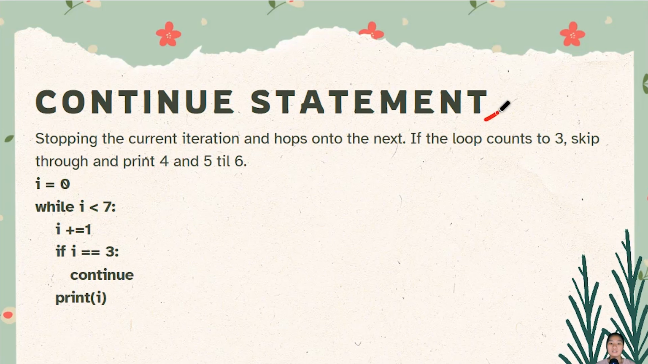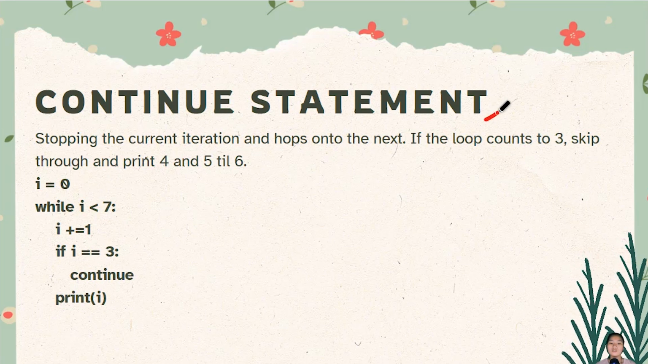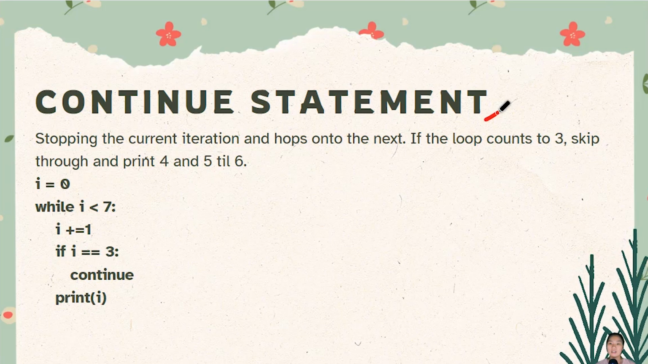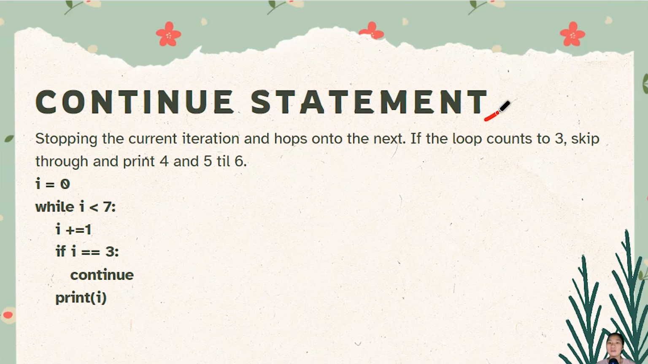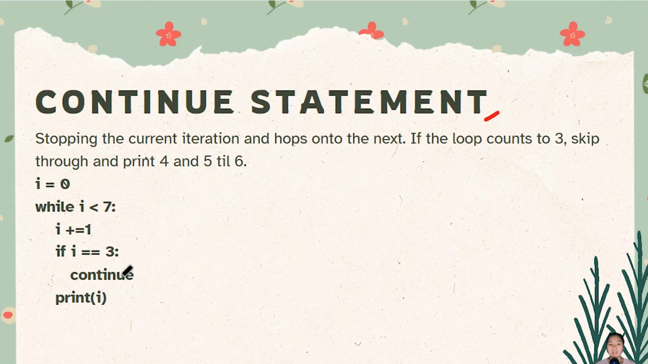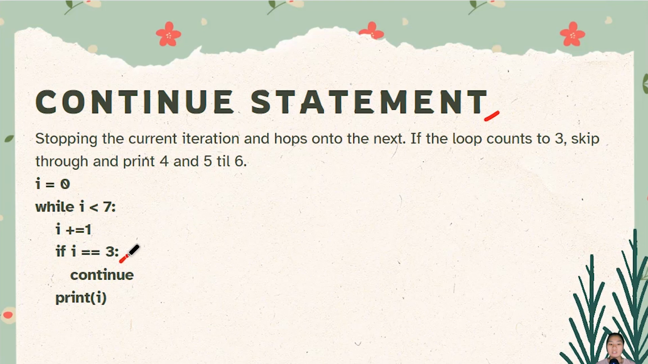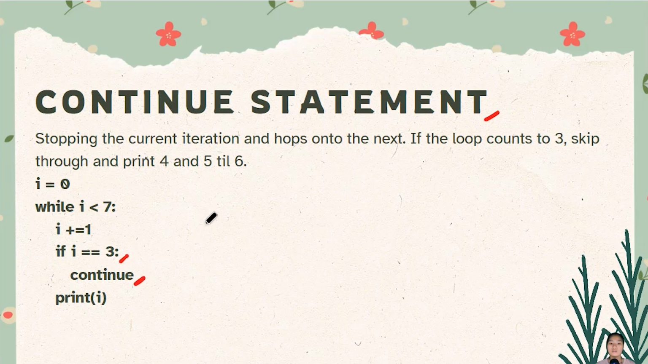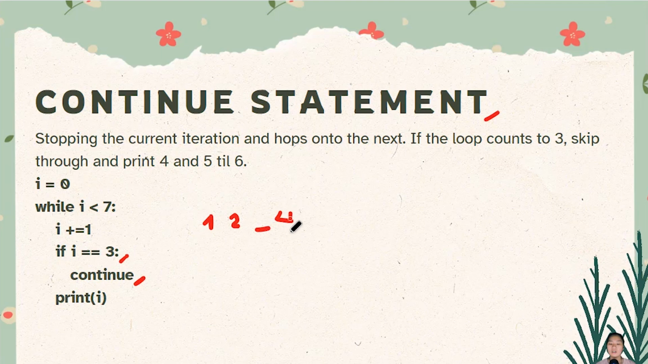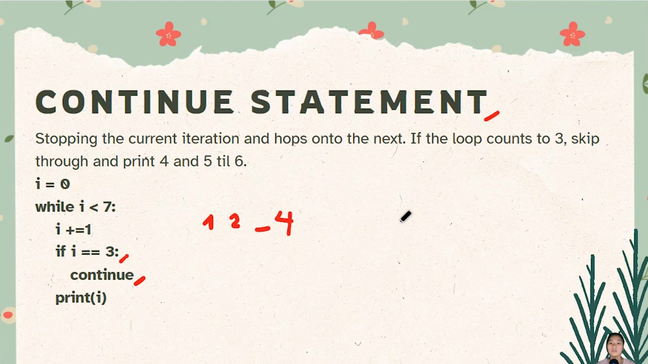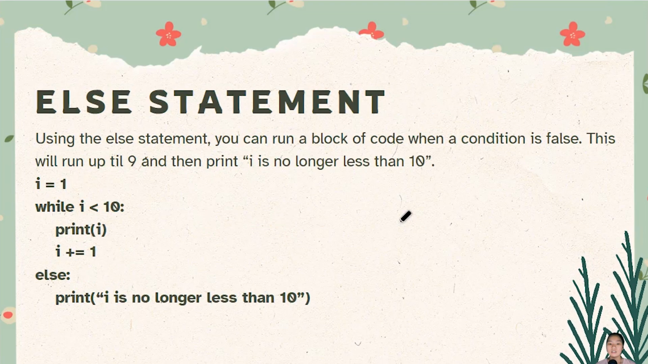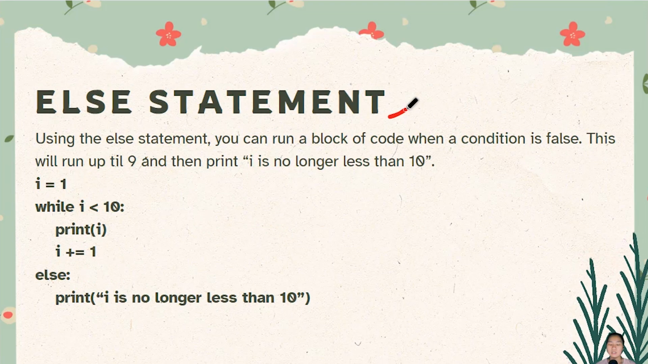Now, next up is the continue statement. This will basically stop the current iteration and hop on to the next. It's a more fancy way of saying that the continue statement skips, okay? Let's say if i equals 3, continue. That means it goes 1, 2, skip 3, 4, 5, 6, okay? So that's what the continue statement is for. Very simple.